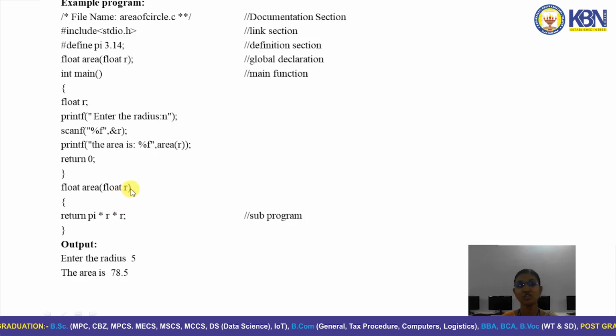Let us see a small program, area of circle. I am discussing all these points in the basic structure of a C program. First one is the documentation section. Okay, start with slash and asterisk and closing asterisk and closing slash. This is the documentation section. Linking section means preprocessor directive. It includes the standard input output header file. Definition section, okay, symbolic constants are known as the definition section. Okay, float area, float r, it is a global declaration.